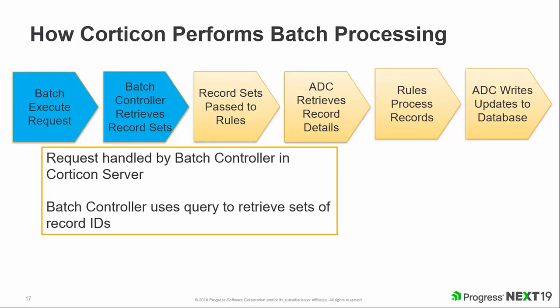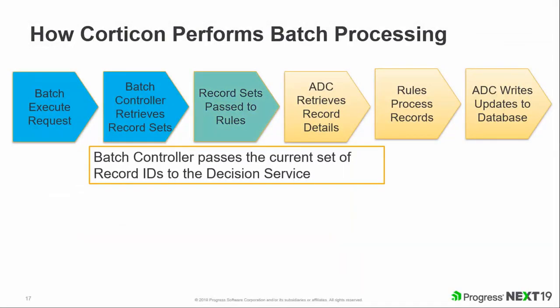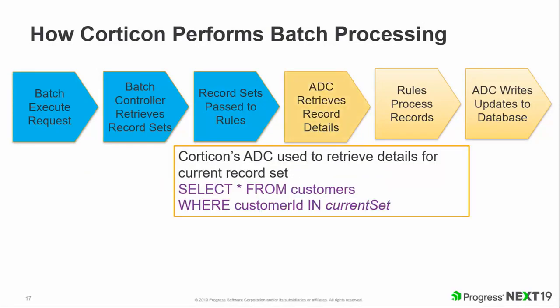So what it's doing is getting the request, retrieving chunks of data from the database. You can configure that. I want to retrieve 1,000 customers at a time, or whatever works best for your system. It then passes the sets off to the rules. Now, the rules are, at this point, as I said before, just doing their normal rule processing. They don't know that they're running in batch. They're just getting sets of, in this case, customer IDs.